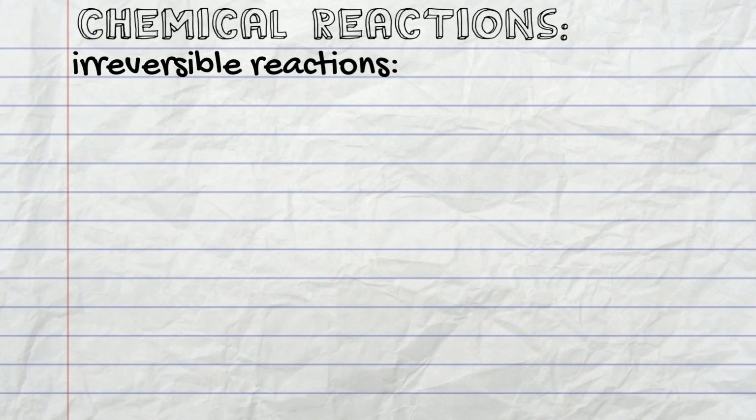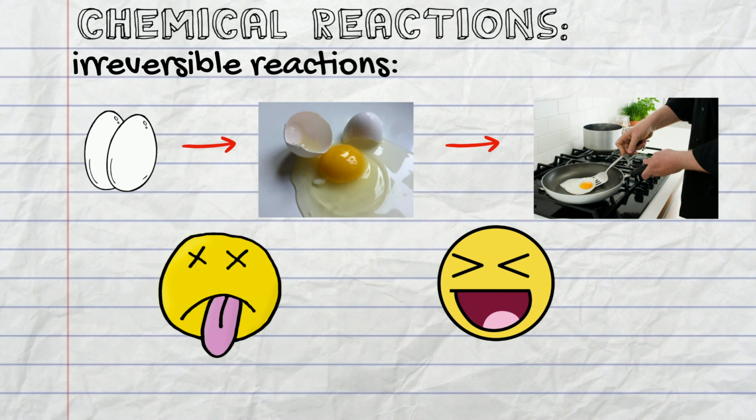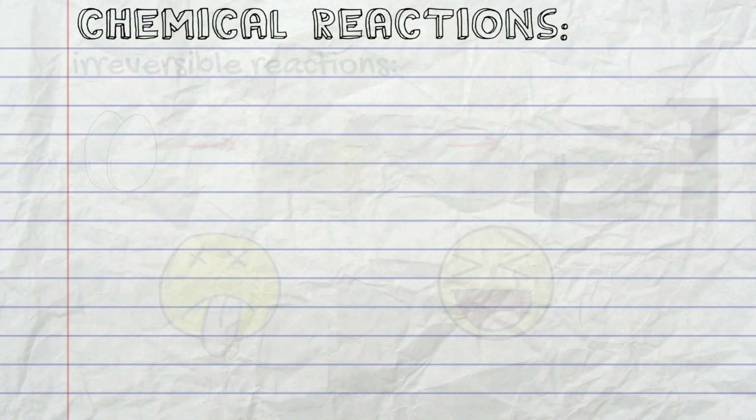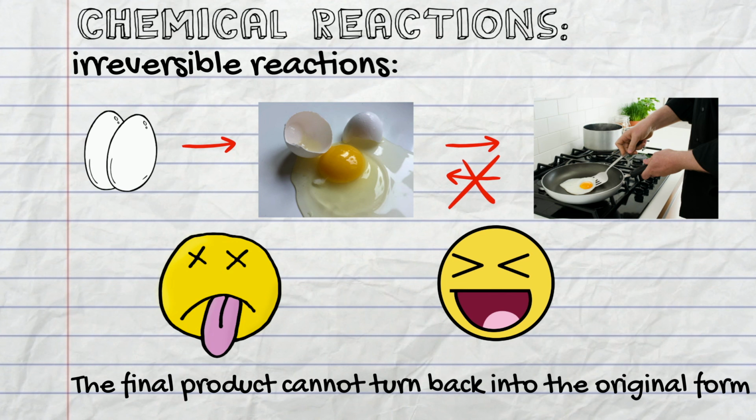But what are irreversible reactions? Let's take a look at an egg. When you crack an egg, it is a liquid and it doesn't taste that great. But when you cook an egg, let's say you fry it in a pan, it turns into a solid and it tastes amazing. But can you try to turn a cooked egg back into a liquid egg? Nope, you can't. No matter how hard you try, the cooked egg will stay cooked. This is an example of an irreversible reaction. The final product cannot turn back into the original form.